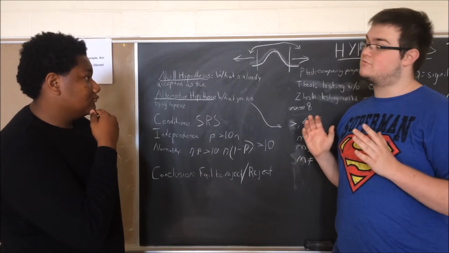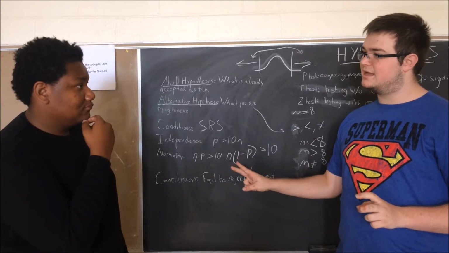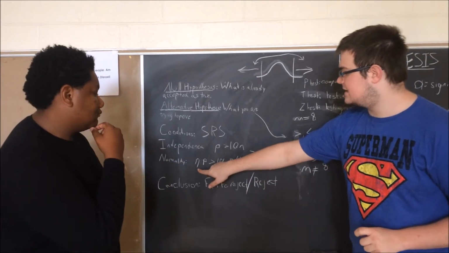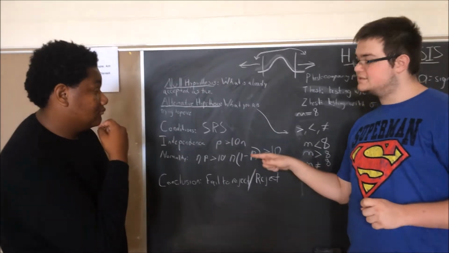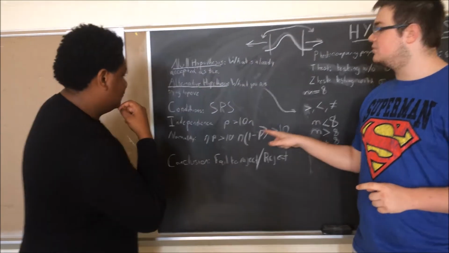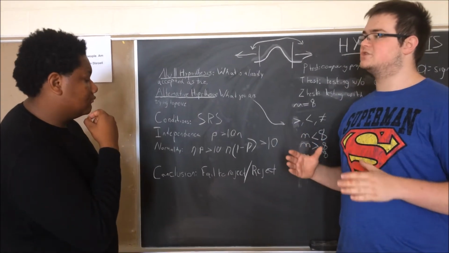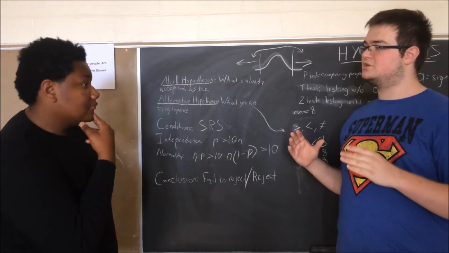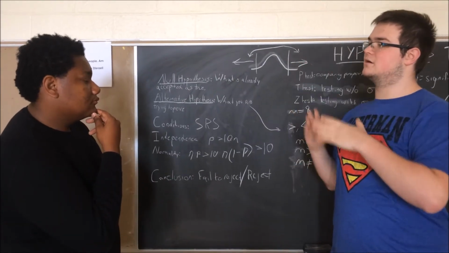Now, if we're working with proportion, what you're going to find is that you have to do two calculations. The number times the probability has to be greater than 10. And then you also have to do the number times 1 minus the probability is greater than 10. This calculates to make sure that the approximate proportions, if you could graph it, are about the same and therefore normal.